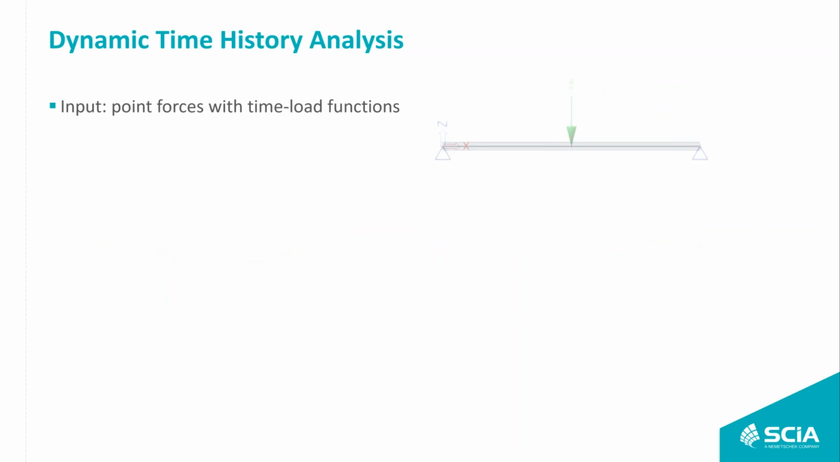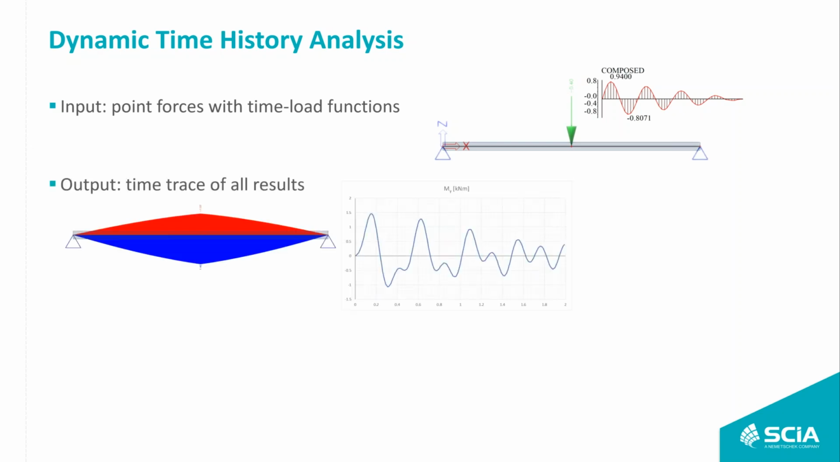And another thing, dynamic time history analysis. In this case, the actions are not harmonic. They can be completely arbitrary. So just an example here. And in that case, what you get is not only the envelope of results, but really the full trace of all the results: internal forces, stresses, displacements, etc. in any point of the structure can be obtained, and you don't need to just have the envelope in this case.